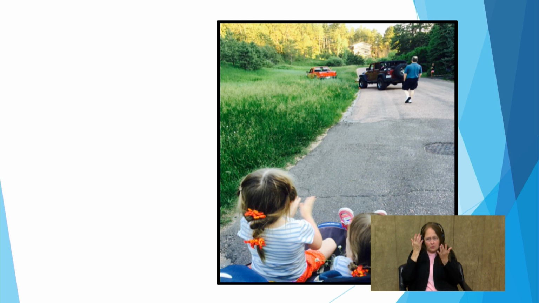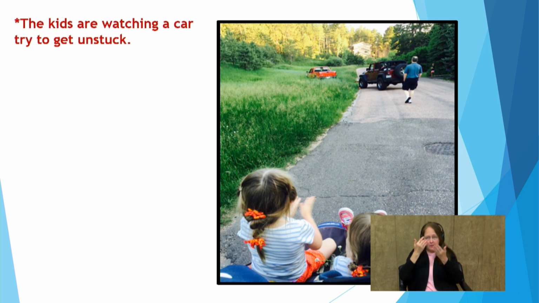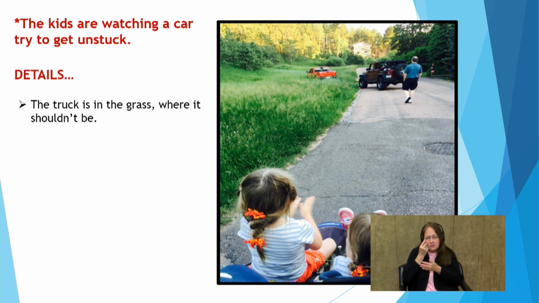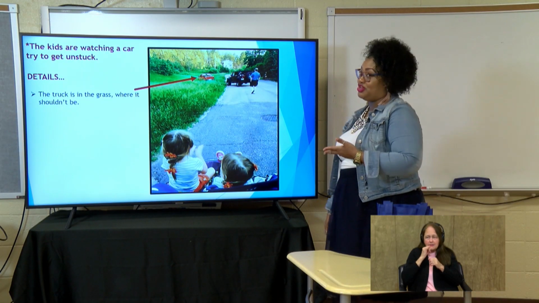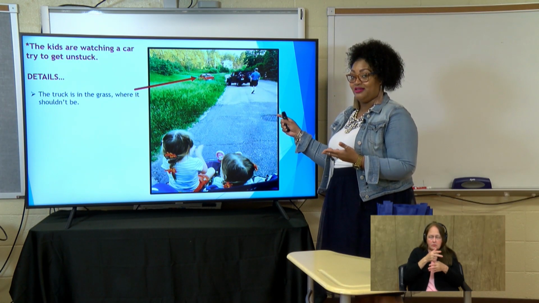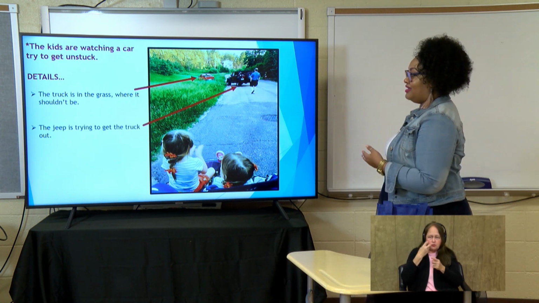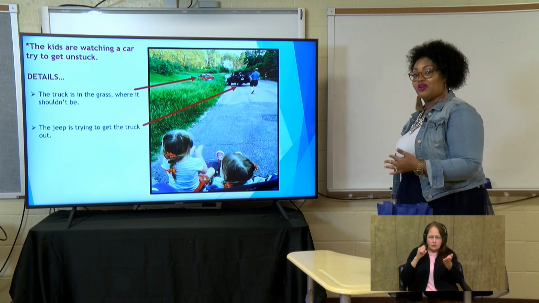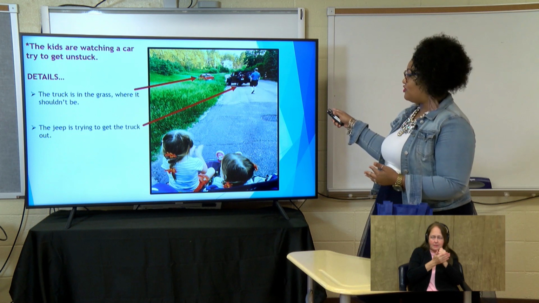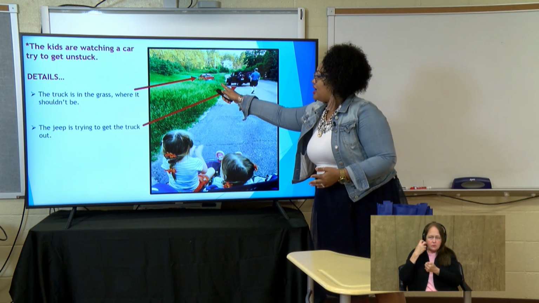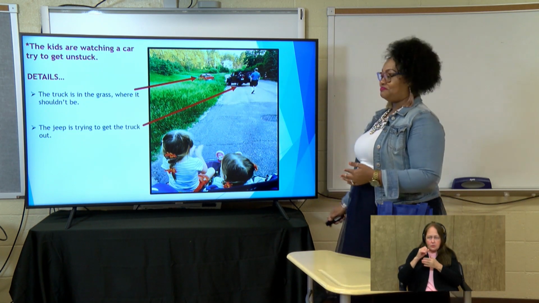Well, I can infer that the main idea here is these kids are watching a car trying to get unstuck. That truck is stuck in the grass, probably in the mud or something. Let's find some details. First thing, of course, the truck is stuck. It's in a place it shouldn't be. This is the road over here. Secondly, the Jeep is trying to help the truck get out. It's pulling the truck. You can barely see, but there's actually a rope attached there.